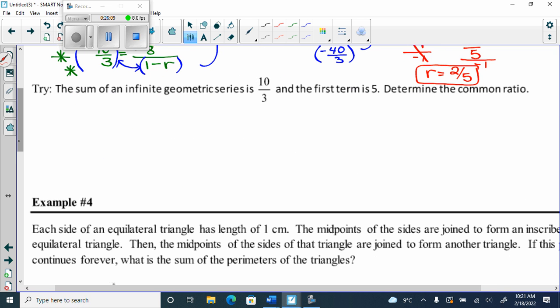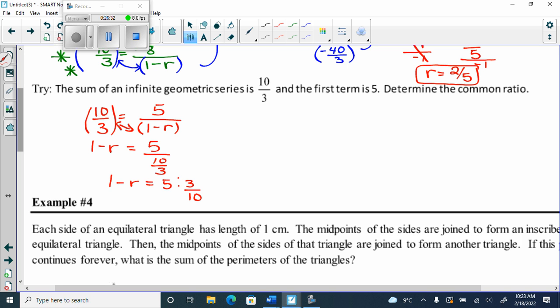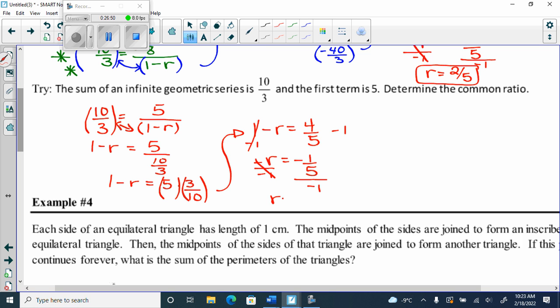So we have negative 40 over 3 equals negative 8 over 1 minus R. Then we have to swap. So we get 1 minus R equals 5 divided by 10 over 3. 1 minus R equals 5 times 3 over 10. You're going to just type it in. It'll get you 8 over 10 or 4 over 5. So 1 minus R equals 4/5 is what you should have gotten after this step. Subtract 1. Negative R equals negative 1/5. Divide by negative 1, and R equals 1/5.